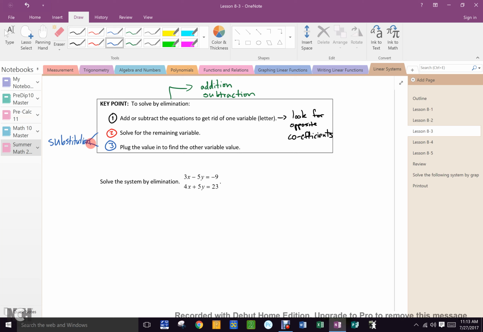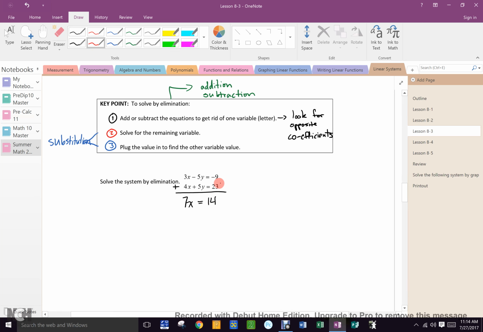Let's do so. Which variable can we eliminate? The y. Why is that, Fawaz? They have opposite coefficients. So let's eliminate it. To eliminate negative 5 and positive 5, is that addition or subtraction? It is addition. So that means I'm adding the two formulas or the two equations together, yes? What is 3 plus 4? 7x. What is negative 9 plus 23? 14. Step 1 is done.